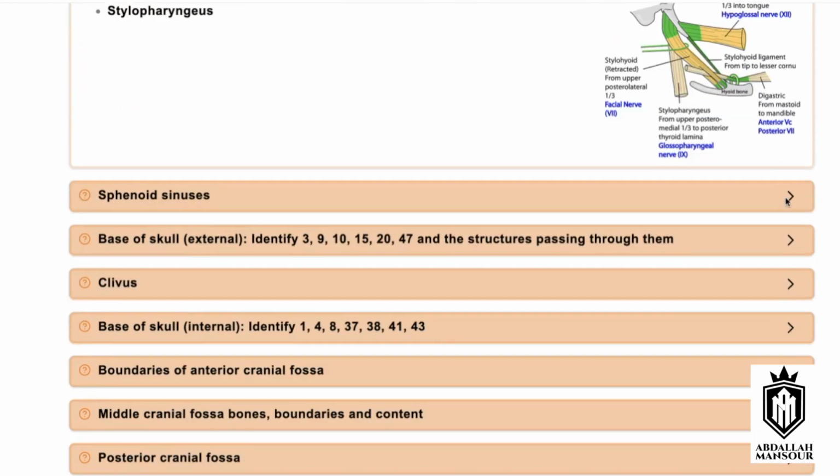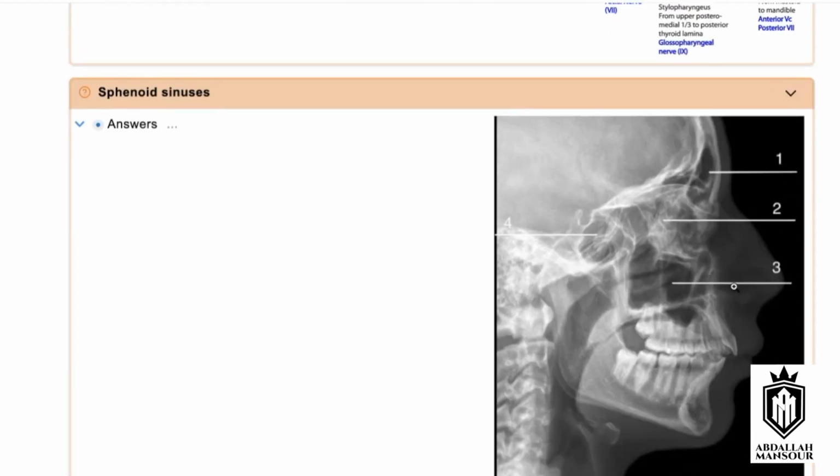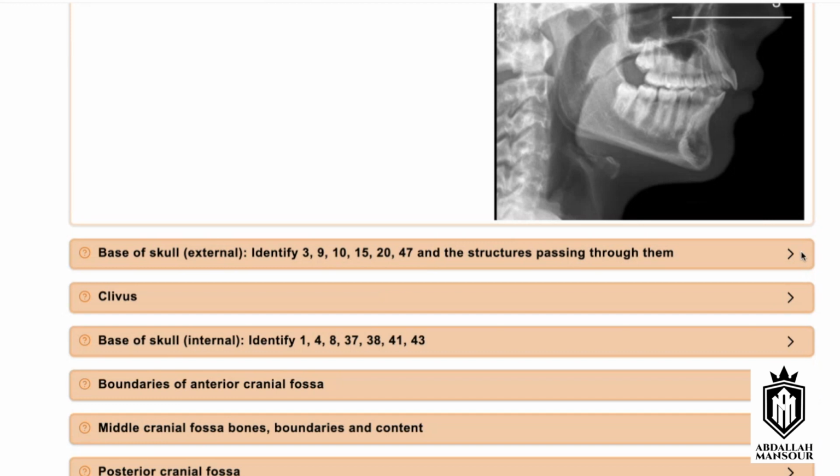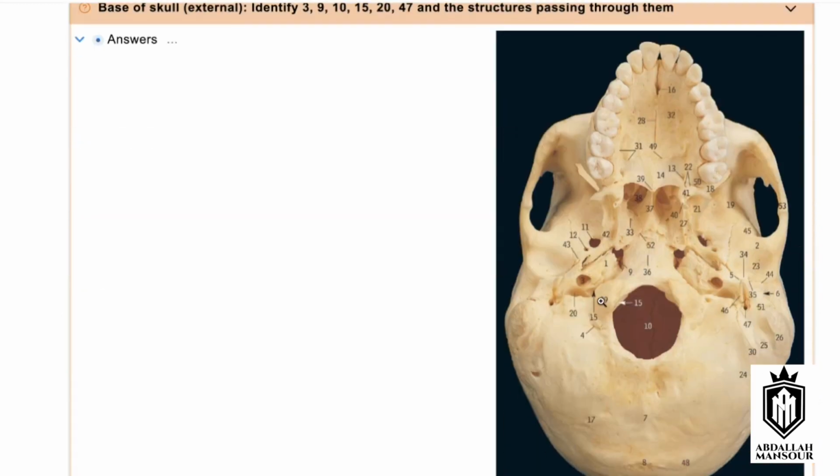Okay. And in this image, are you able to identify the sinuses? 1 is the frontal sinus. 2 is the sphenoid sinus. No, 2 is the ethmoidal sinus. 3 is the maxillary sinus, and 4 is the sphenoid sinus. Yeah, well done.